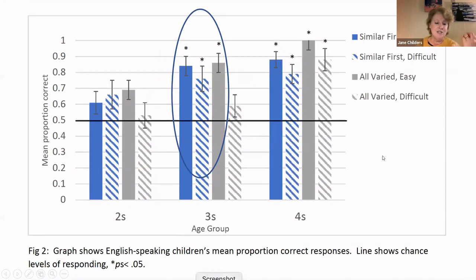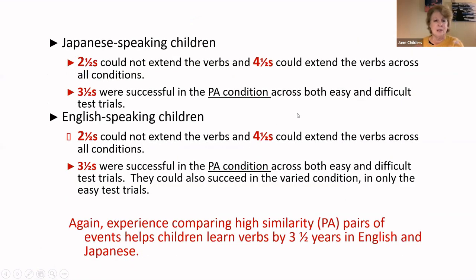And then if we look at the English-speaking children so far, our 2-year-olds are also failing. But the 3-year-olds, just like the Japanese children, they're benefiting from progressive alignment. So they can do both test trials when they get progressive alignment. For the all varied, they can only do the easy test trial. They can't do the difficult test trial. So also interesting. We'll see if that holds up as we finish the data set. Maybe they're beginning to be able to do some variability. But really, mostly the kids are similar.